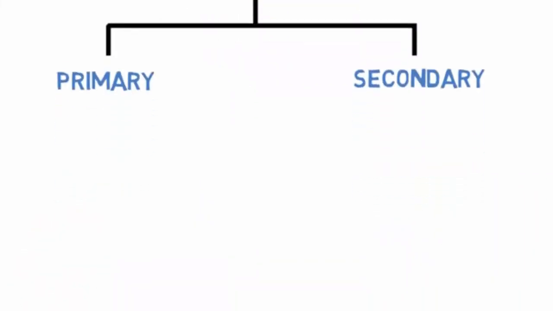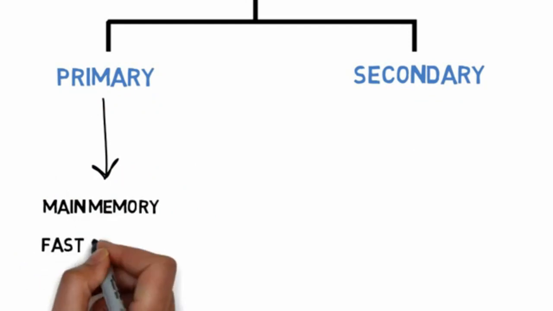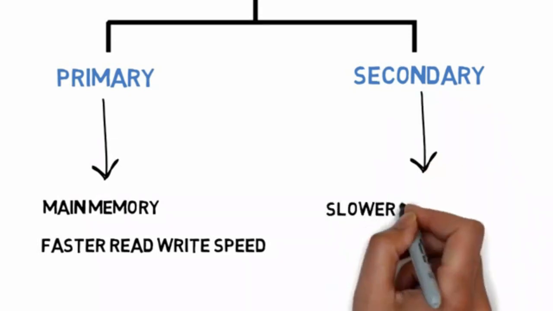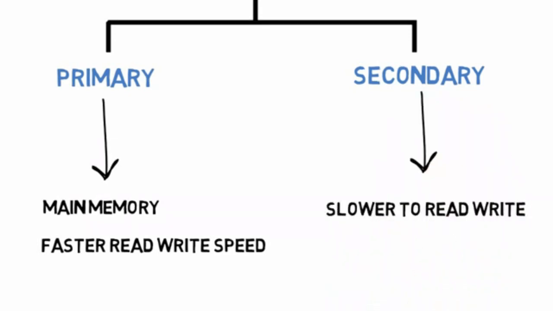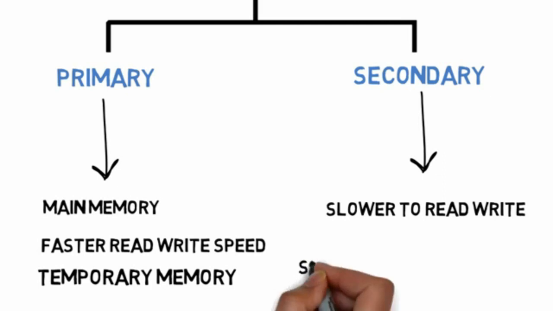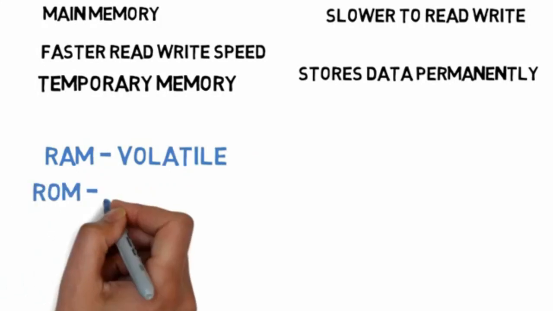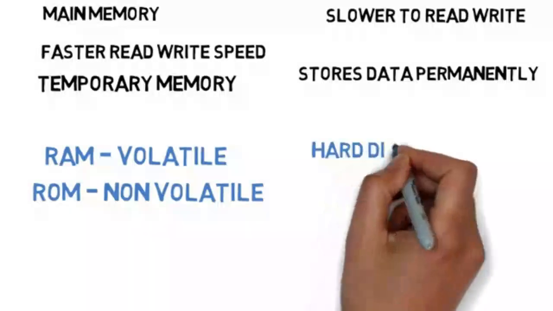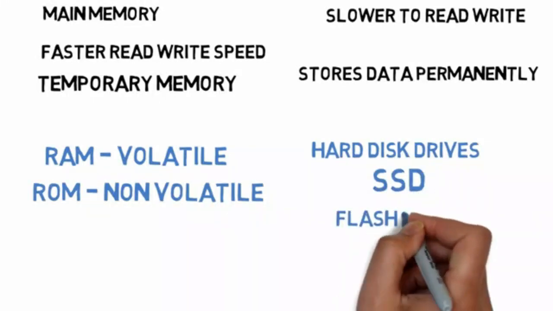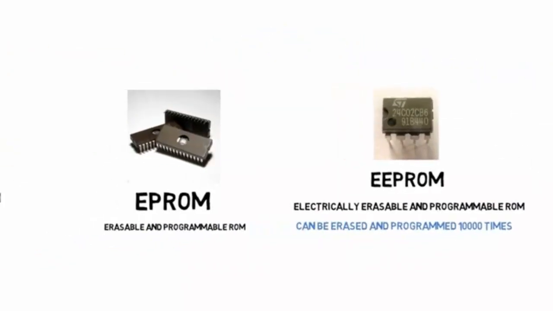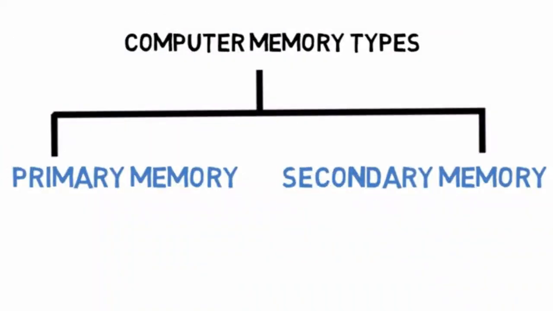Also, in the start, we have seen that computer memory is of two types, primary and secondary. Primary memory means main memory, which is directly connected to the CPU and has faster read and write speed than secondary memory, while secondary memory or external storage is slower than primary memory. Primary memory doesn't store user data permanently, so it's called temporary memory, while secondary storage stores data permanently. Primary memory includes volatile RAM and non-volatile ROM, and secondary storage includes hard disk drives, SSDs, flash drives, CDs, and DVDs. And also we have seen different types of RAM, ROM, and their uses. So this was a brief explanation of primary and secondary memory in a computer and how it works.